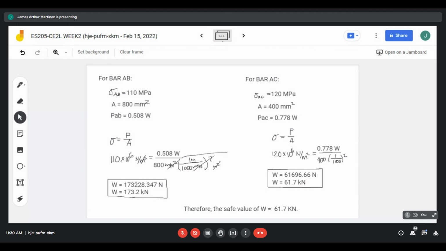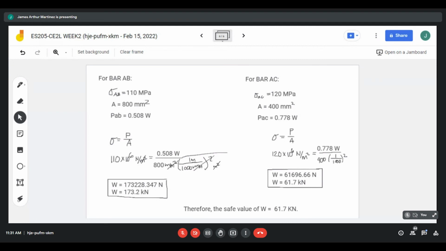No failure happens. Then for bar AB, there is no problem, because as we saw in the computation, bar AB can support up to 173.2 kilonewton of weight. So that is easy for it, compared to the 61.7 kilonewton weight. So if we take 61.7 kilonewton as the safe or maximum value of W for this system, then our system would be safe and efficient. So that's it, class.